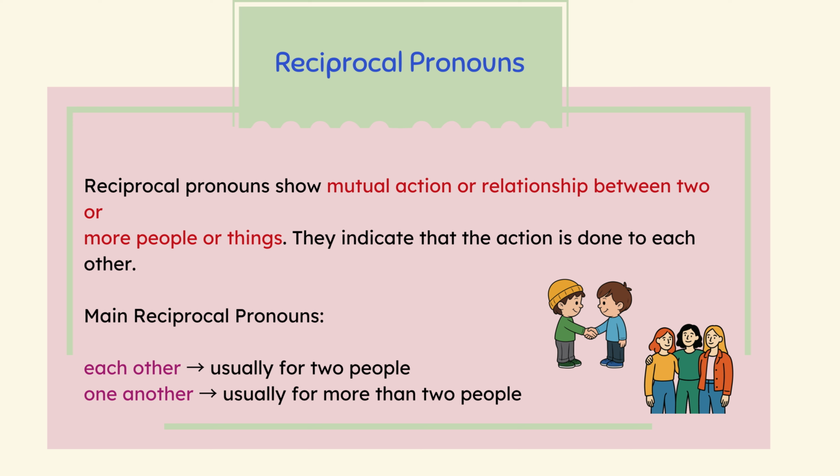The main reciprocal pronouns are each other, usually used for two people; one another, usually used for more than two people. For example, Tom and Jerry respect each other, two people. The students in the class helped one another, more than two people. Reciprocal pronouns help us clearly express mutual actions between people or groups.